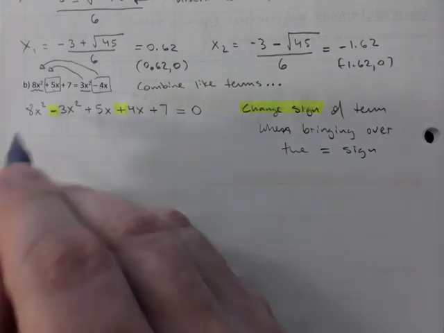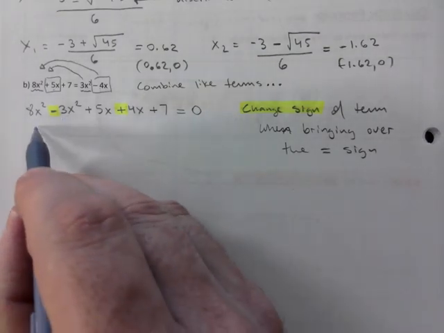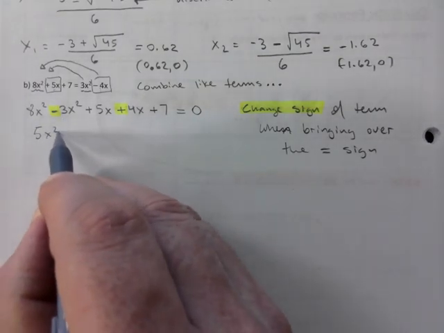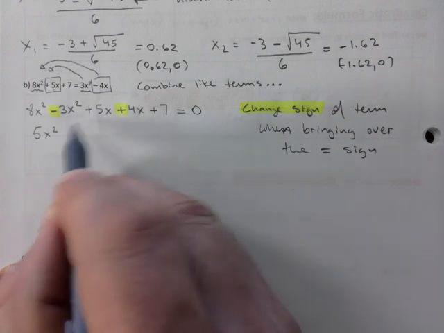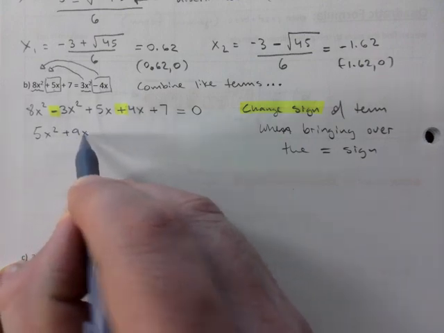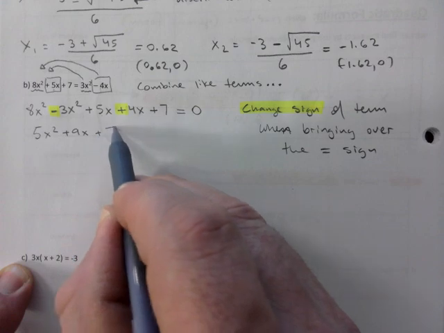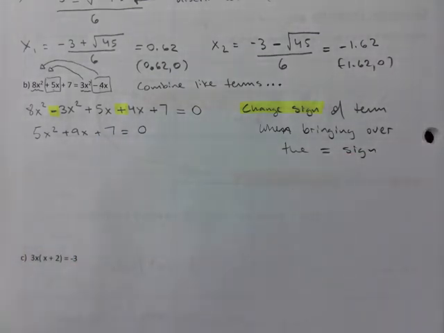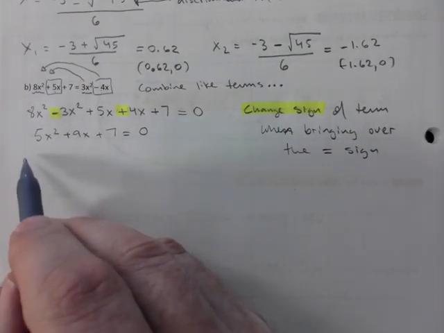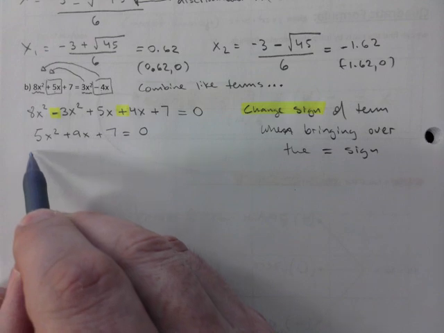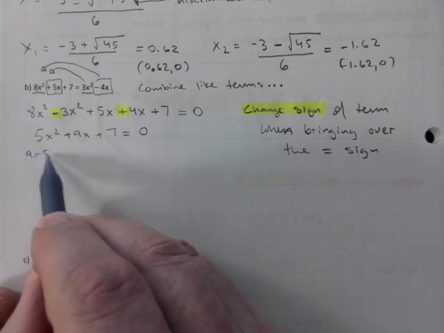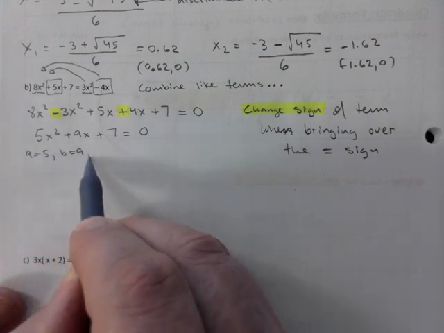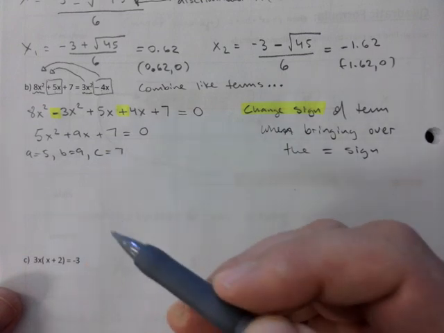And now you combine it. 8 and negative 3, that's 5x squared. 5x and 4x, that's 9x. And then plus 7. All that is equal to 0. Okay, so now I know that A is 5, B is 9, C is 7. All of them are positive.